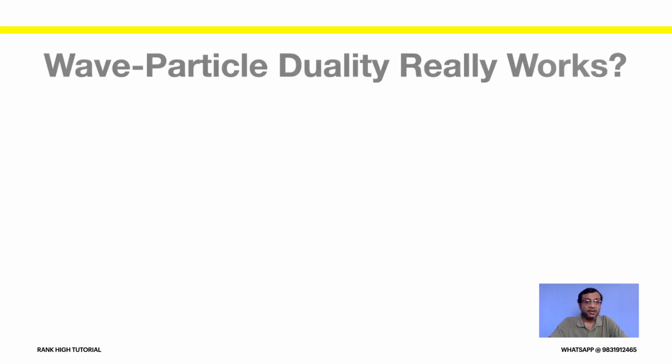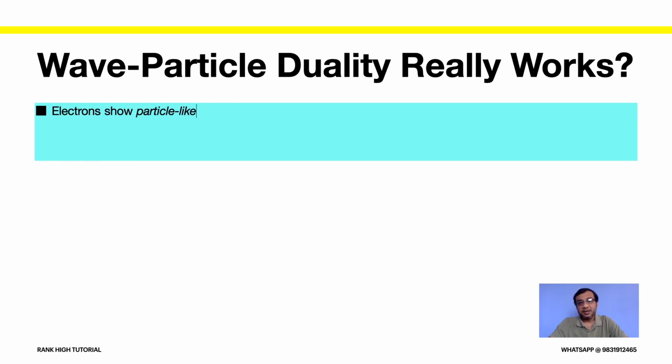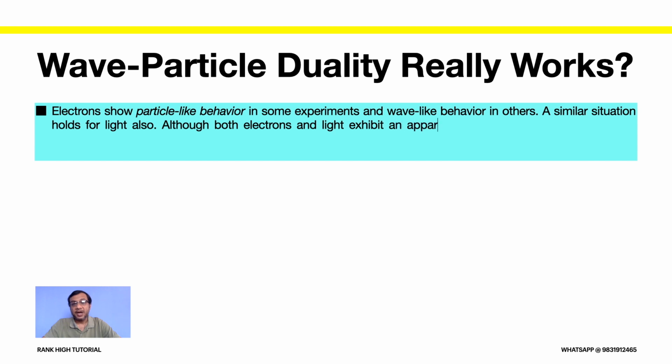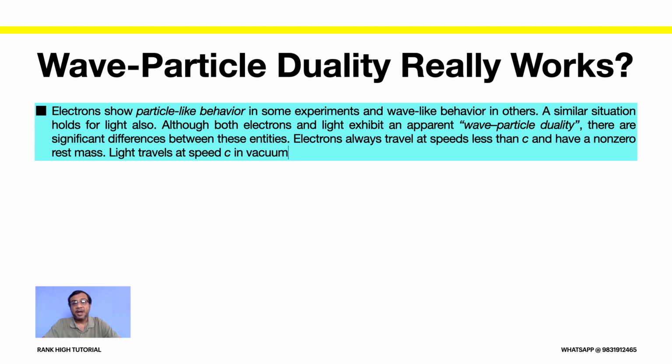Now the question that surely comes to our mind is, does wave-particle duality really work? The answer to this question is like this: electrons show particle-like behavior in some experiments and wave-like behavior in others. A similar situation holds for light also. Although both electrons and light exhibit an apparent wave-particle duality, there are significant differences between these entities. Electrons always travel at speeds less than c and have a non-zero rest mass, while light travels at a speed c in vacuum and photons have zero rest mass.